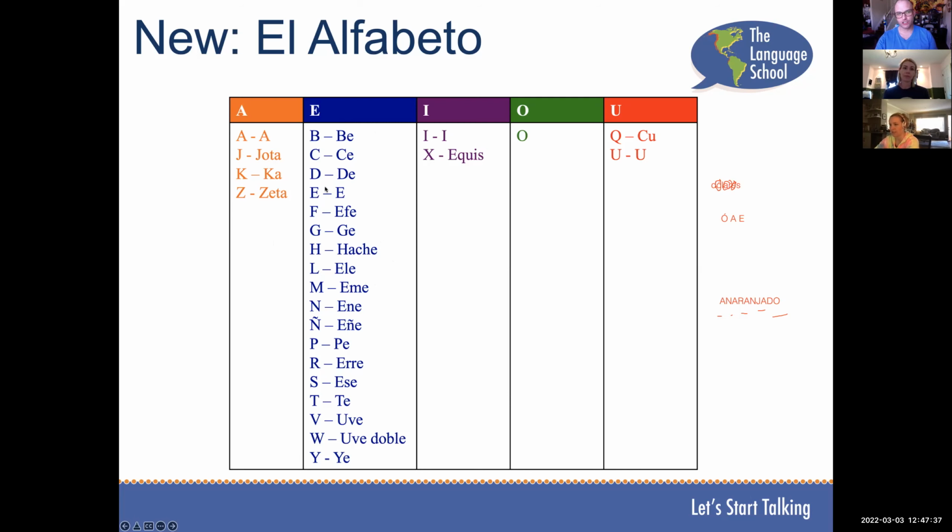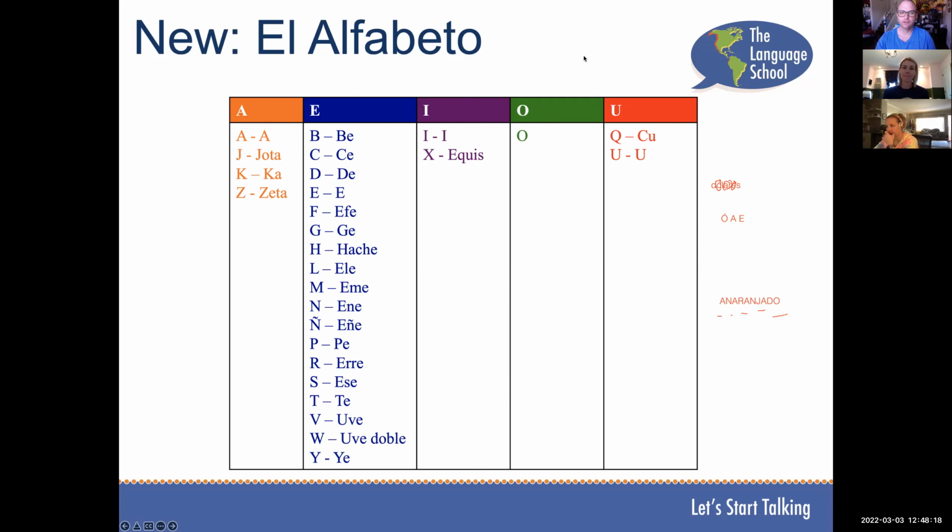You have to pay more attention to the ones that are outside, and there's not a lot of them. You've got nine letters that are outside of the regular sound. We've got four for the A sound. Repeat: a, jota, ka, zeta. You just got two that produce the E sound, like e, equis. One for O, and two for U.